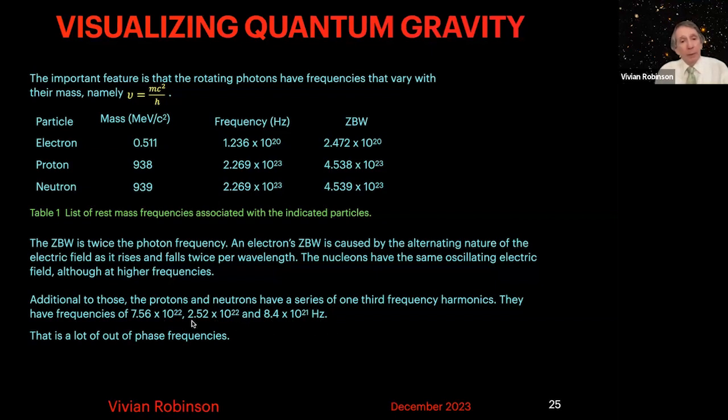It's worth pointing out that the properties of the 1/9 harmonics are the same as those of muons. The properties of the 1/27th harmonics are the same as those of pions. These aren't something that are made up. These really exist. But out of all of that, I'd just like you to know that there is a lot of out-of-phase frequencies.